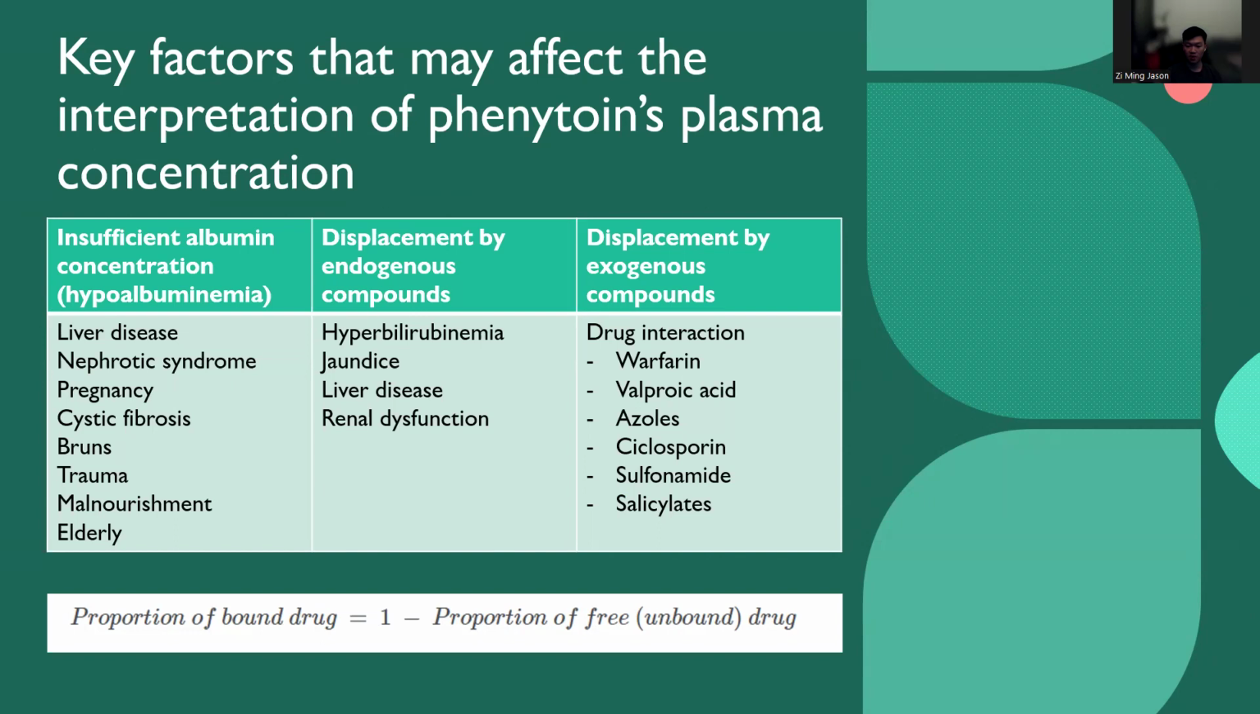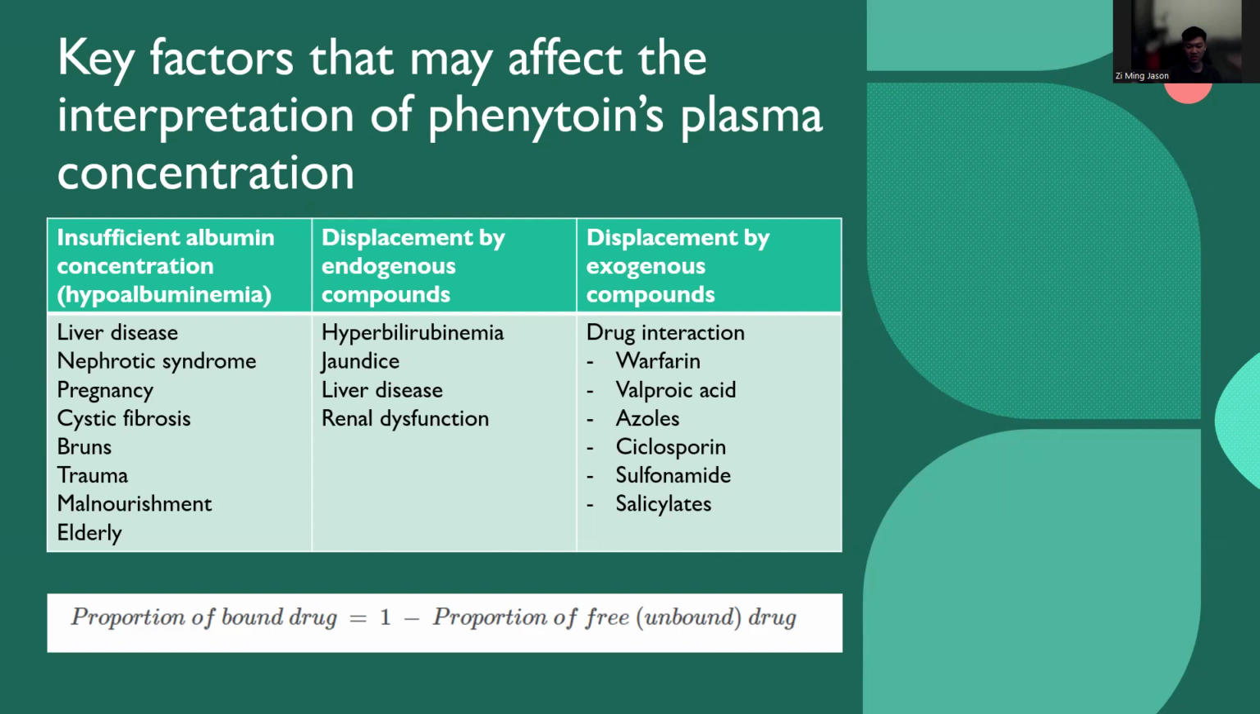The presence of hypoalbuminemia is known to reduce the protein binding of phenytoin in plasma, and the ratio of free to total phenytoin concentration may be altered. By using the formula in this slide, the proportion of the bound drug will decrease in the presence of hypoalbuminemia, which leads to an increase in the proportion of free drug. When phenytoin gets displaced, the total drug concentration will decrease. This is because more of the bound phenytoin is pushed out of the protein complex and becomes free drug.